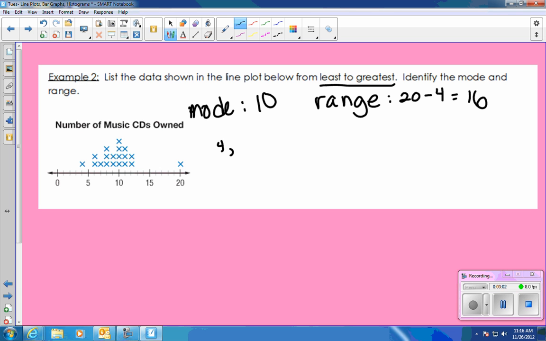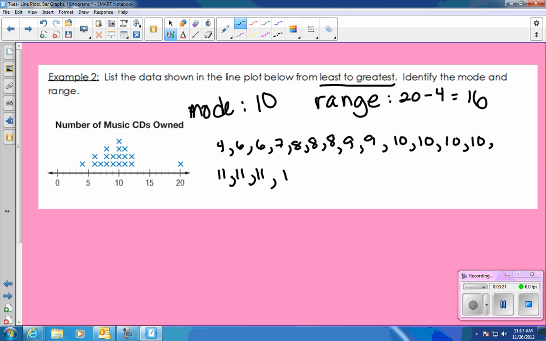So we have a 4, we have 2 6s, we have a 7, 3 8s, 2 9s, 4 10s, 3 11s, 2 12s, and we also have a 20. So notice this 20 is really far away from the rest of this cluster. That's called an outlier.